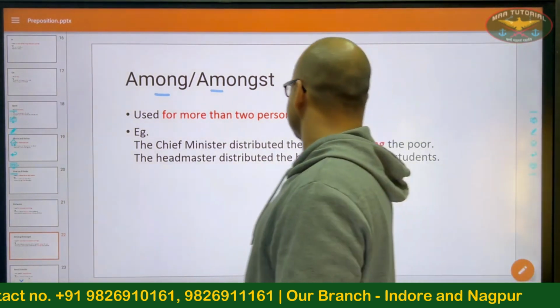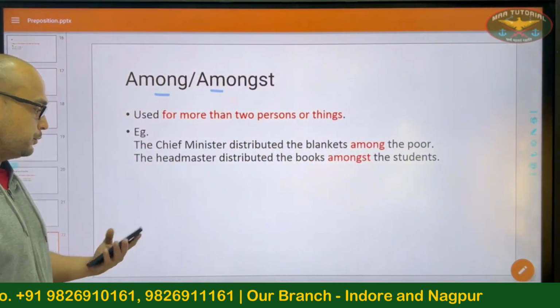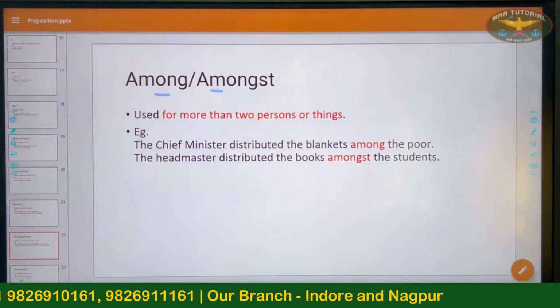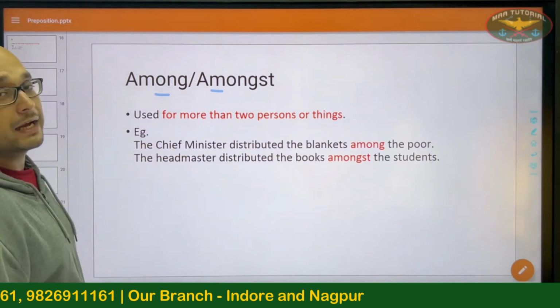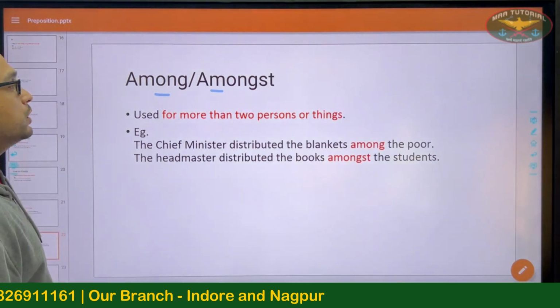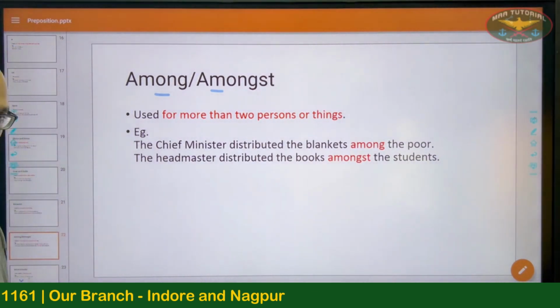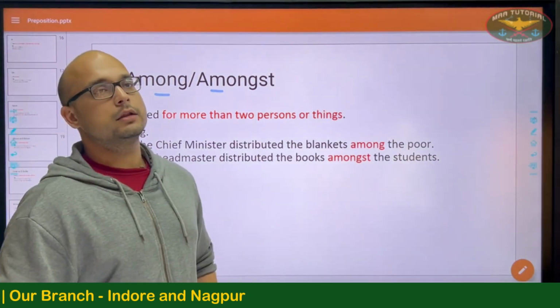The chief minister distributed the blankets among the poor. So the poor, there are more than two. That is why we are using among the poor, not between the poor.